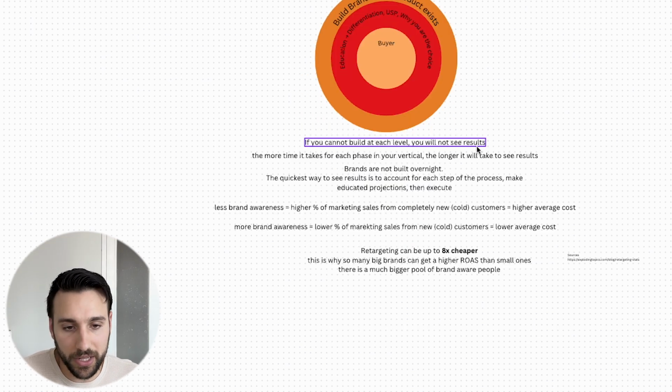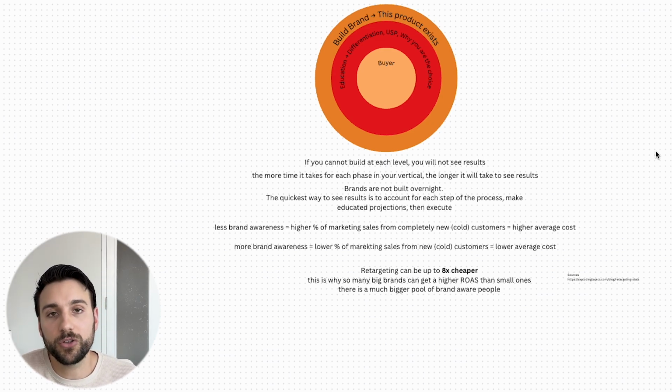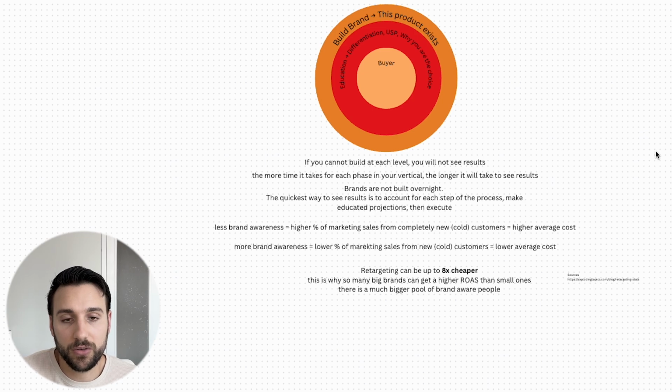So just to recap on that, if you cannot build at each level, you will not see results. The end result is affected by how well you do each of these 3 things or build each of these levels. The more time it takes for each phase in your vertical, the longer it will take to see results. So it doesn't have to take years to build brand, education, or whatever. You can do this essentially all in one ad if you really wanted to. But how effective that would be on the lifetime value of your customer, I don't know. But you can essentially build this in one campaign.